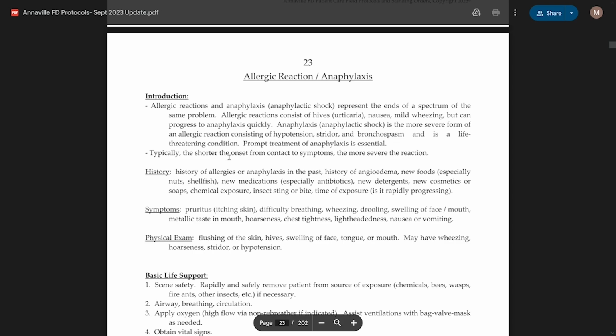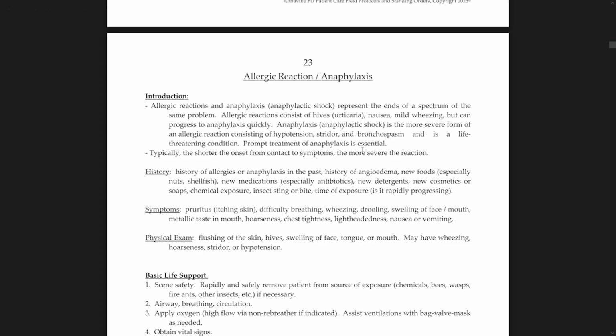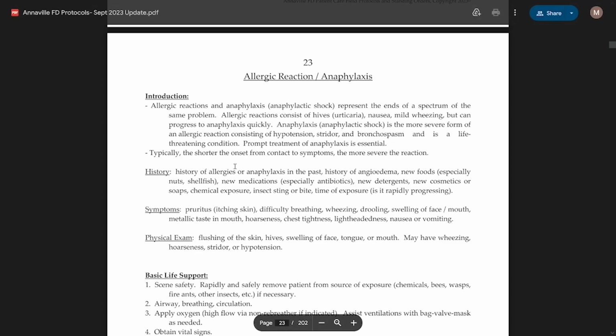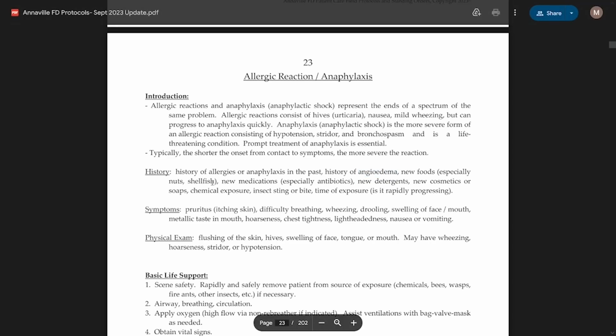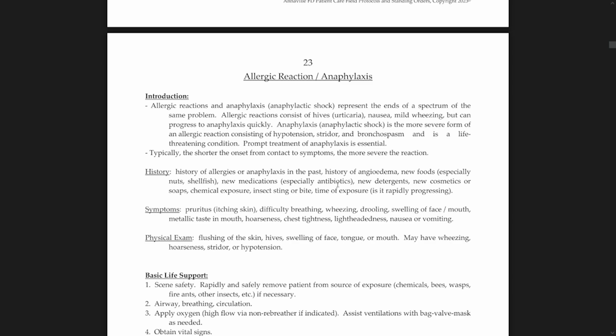Typically, the shorter the onset from contact to symptoms, the more severe the reaction. You want to watch out for a history of allergies or anaphylaxis in the past, a history of angioedema, which just means facial edema or swelling, new foods, especially nuts, shellfish, new medications, especially antibiotics, new detergents, new cosmetics, soaps, chemical exposure, insect stings or bites, time of the exposure, is it rapidly progressing?